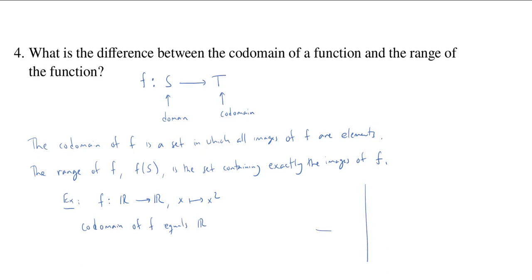However, we know that when we graph y equals x squared, or in this case f of x, this is a parabola. And the only values that we actually get are the ones between 0 and infinity. So the range of f, in this case, equals the closed interval 0 to infinity. Okay? So the range is the actual values we reach. The codomain is the potential values that we can get. Okay, let's move on to problem 5.